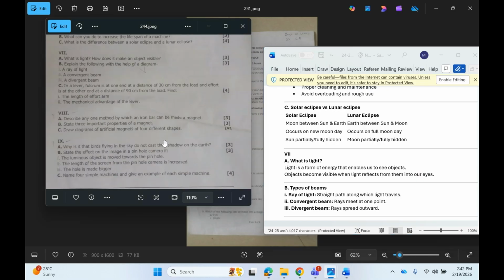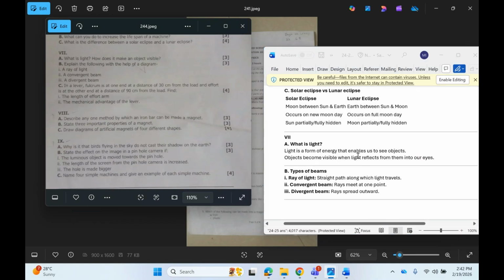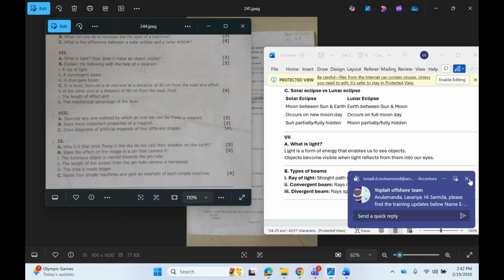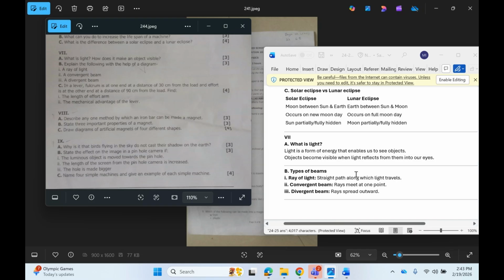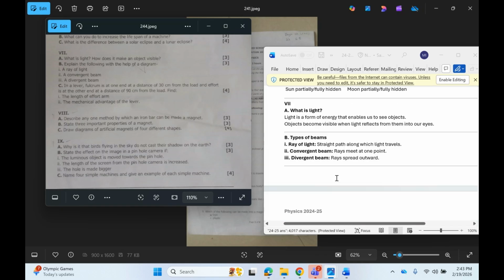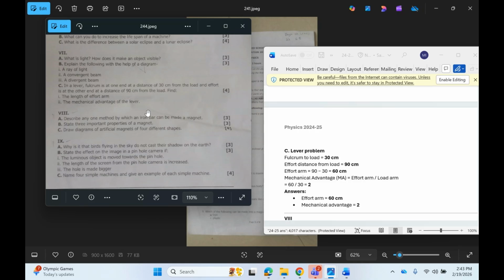Next one, what is light? How is an object made visible? Light is a form of energy that enables us to see objects. Objects become visible when light reflects from them into our eyes. When light falls on the object and is reflected by the object, then those objects are visible. Next one, ray of light. The straight path along which light travels is called a ray of light. In a convergent beam of light, rays meet at one point, and in a divergent beam of light, rays spread from one point.